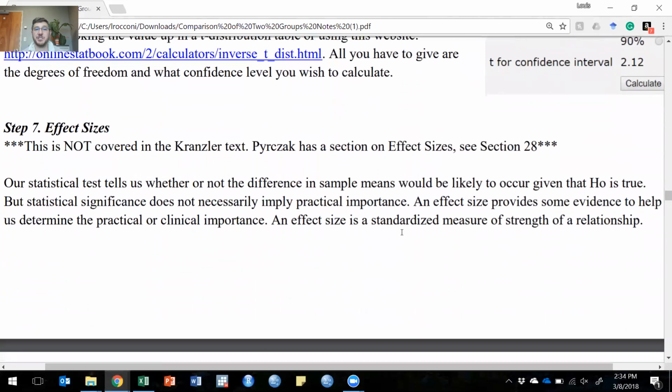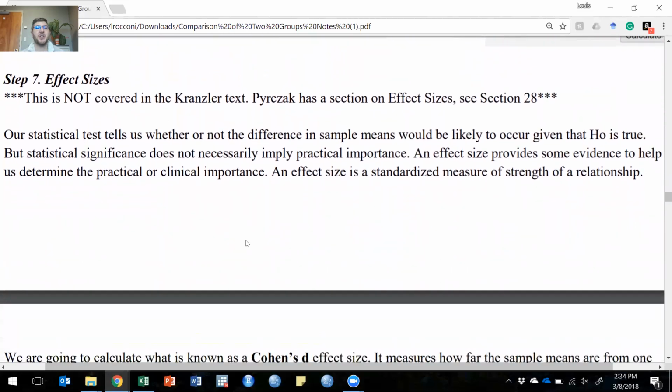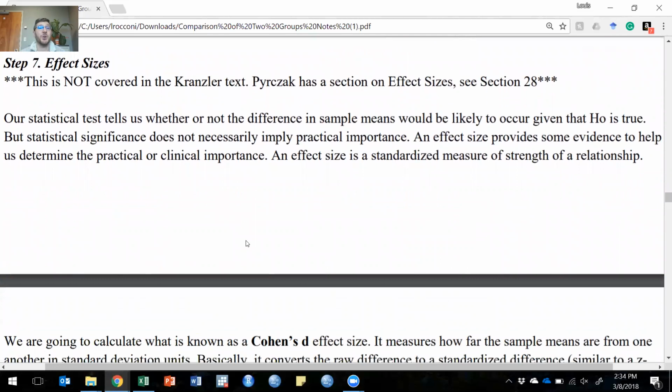So the next step, which isn't covered in the Kranzler text, is effect sizes. Our statistical test tells us whether the difference in the sample means was likely to occur, given that the null hypothesis is true. But just because the result is statistically significant doesn't necessarily imply that it's practically important or clinically meaningful. The effect size helps to provide some evidence for this. An effect size is a standardized measure of the strength of a relationship.